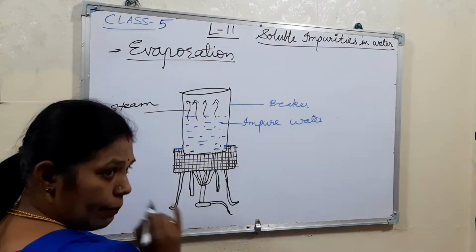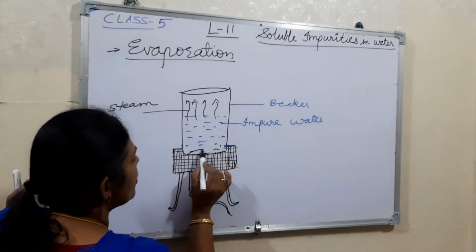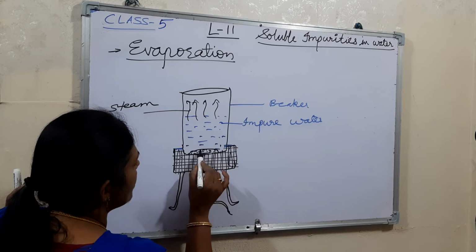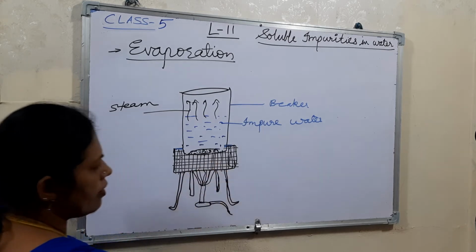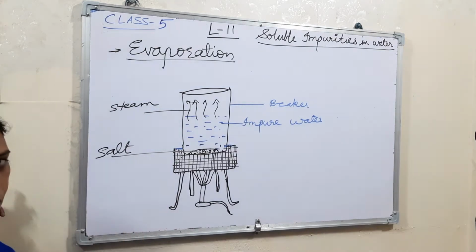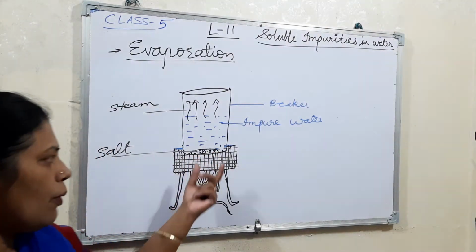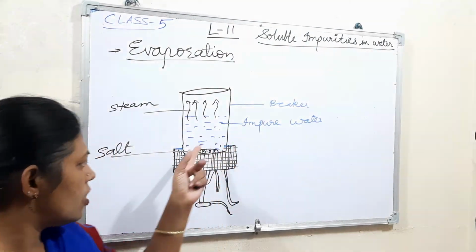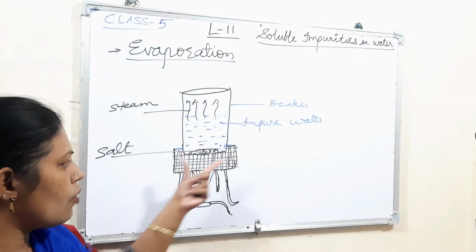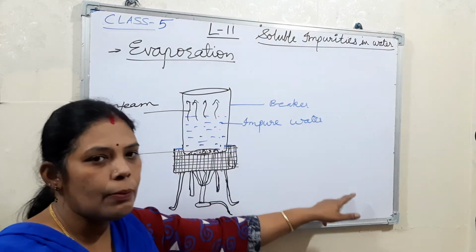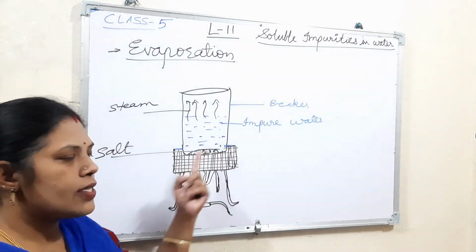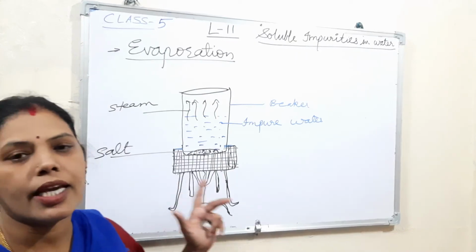And what will remain here? The salt will be settled here. All that salt will be settled here. Okay, this is the salt. That is the impurity. Okay, so the impurity present in water was salt. Understood? So how can we remove this? The water will be separated out, it goes into the air, and only the salt remains. This way we can separate it.